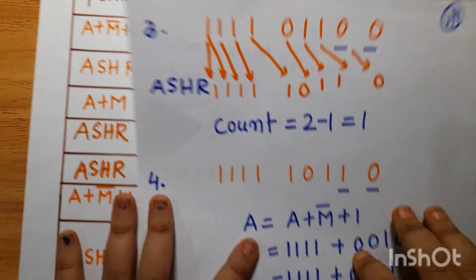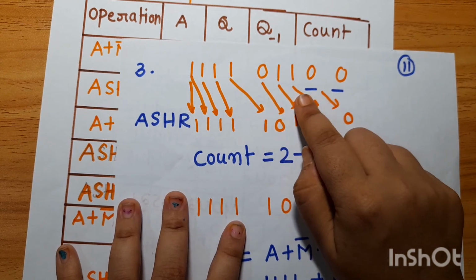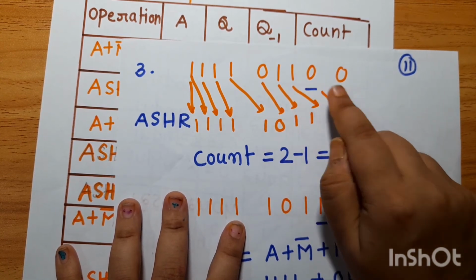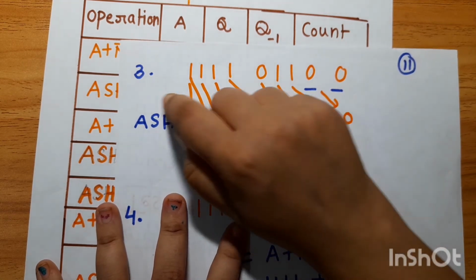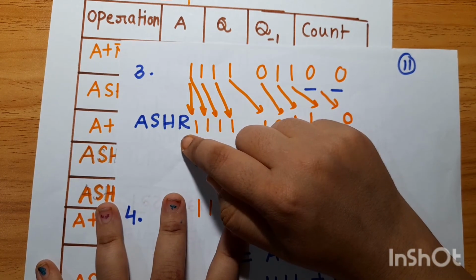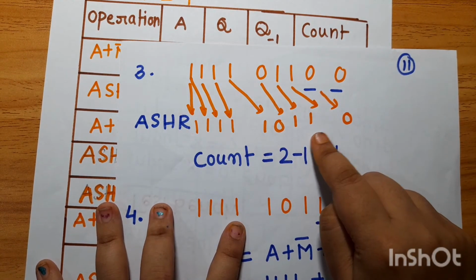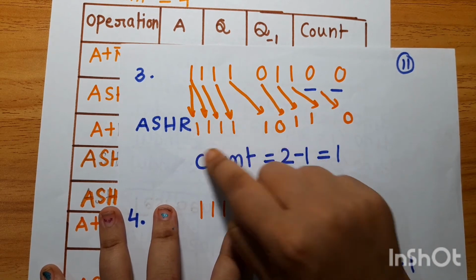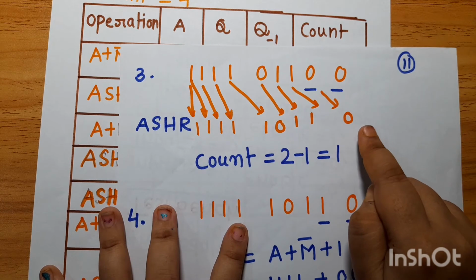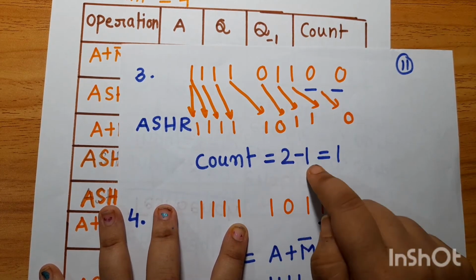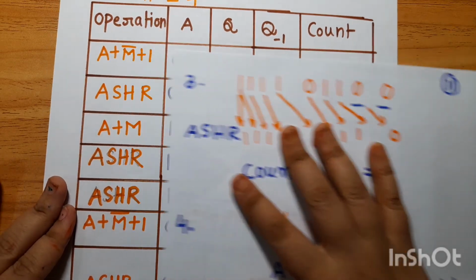That I will show. Step 3, you see, Q0 and Q minus 1 are both 0 0. So no updation of A step will happen. We will directly go to the ASHR step, the arithmetic shift right step. And after shifting it, we are getting all 4 ones, 1 0 1 1, that is of Q, and Q minus 1 is 0, and count 2 minus 1 is 1, not yet 0. Okay, we will update it in the table.